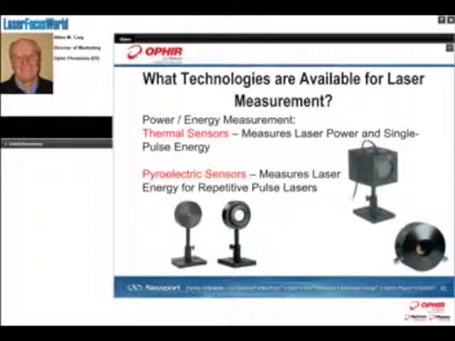So what technologies are available for laser measurement? Now, again, we're talking primarily about beam profiling, but like I stated, power and energy measurement certainly is a bit of data that you need to measure. In order to do that, we've got thermal sensors, which measure the average power, or the power of a CW laser, as well as single pulse energy. Thermal sensors will read those as well. And we also recommend pyroelectric sensors for measuring repetitive pulse lasers. So those are the technologies for doing that.